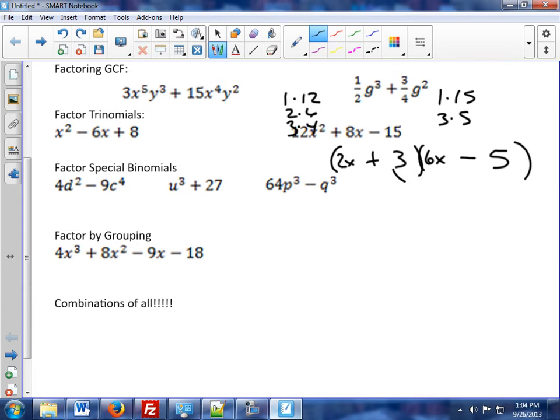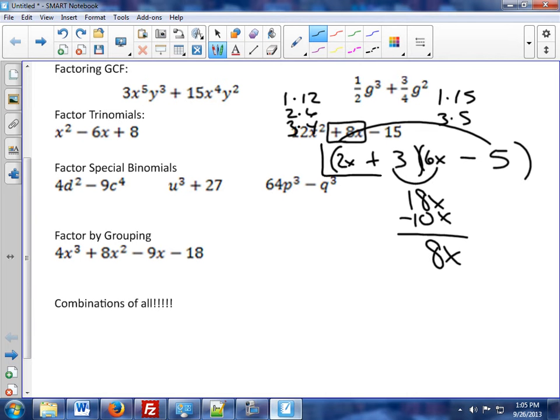To check it, I multiply these two together, I get 18x. Multiply the last ones, I get negative 10x. Add them together and I get 8x. Okay? So that was my fully factored form. Everyone had that one right? Okay.